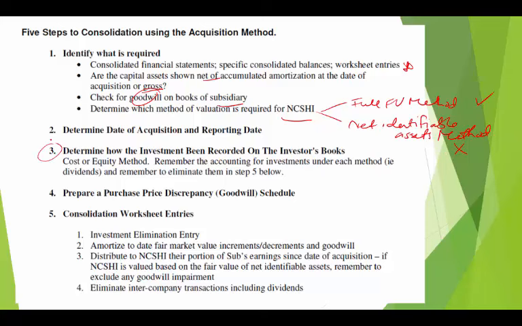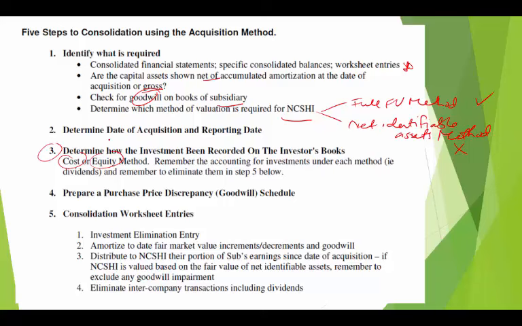Thirdly, how has the investment been recorded on the investor or parent's books? Remember that consolidation is what's required for reporting on parents' financial statements, but on their books they can choose to use either cost or equity method. Cost is the simplest scenario, since the investment asset value would remain unchanged over time, and we can simply eliminate it during our consolidation via the investment elimination entry.